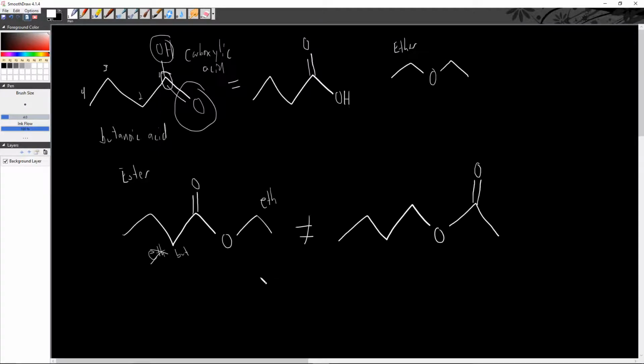Now, to indicate that this is an ester rather than an ether, if that wasn't there, we would just call this butyl ethyl ether. But in this case, we need a name to represent this double bonded oxygen here. To do so, we're first going to name the carbon chain that does not have the double bonded oxygen on it. In that case, we're going to start with the eth part. So this is ethyl.